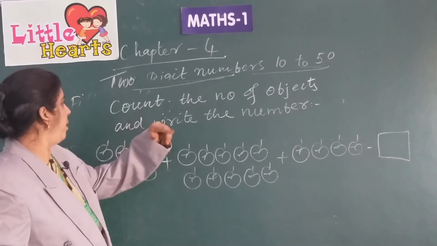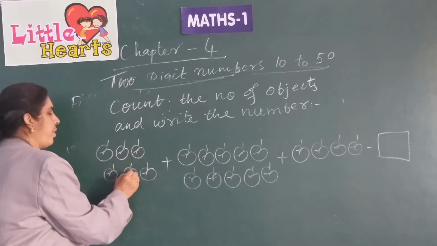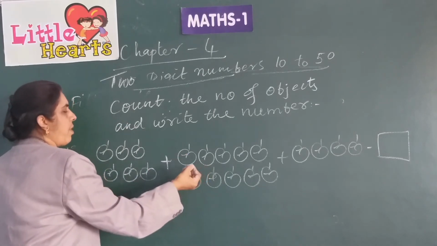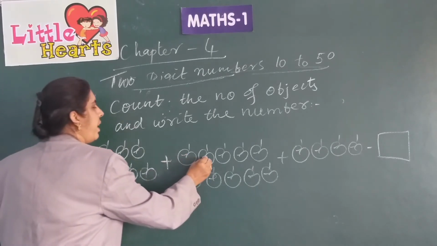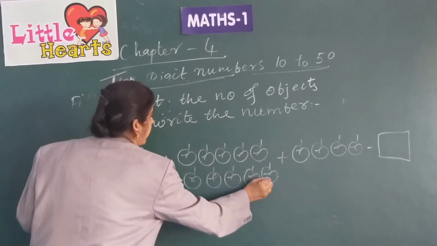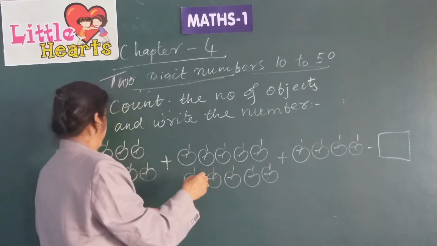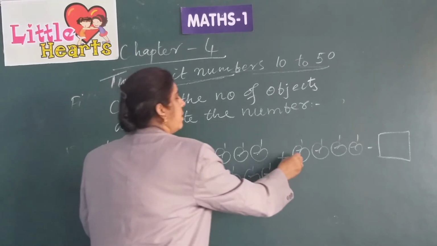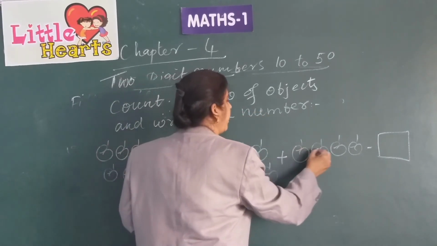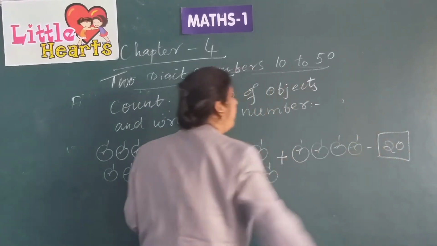Yes, children, count the number of objects and write the number. So 1, 2, 3, 4, 5, 6. As there is plus here, count after 6 here, forward counting. 7, 8, 9, 10, 11, 12, 13, 14, 15, 16. Next again plus is there here, after 16 start forward counting. 17, 18, 19, 20. So the number of apples are 20.